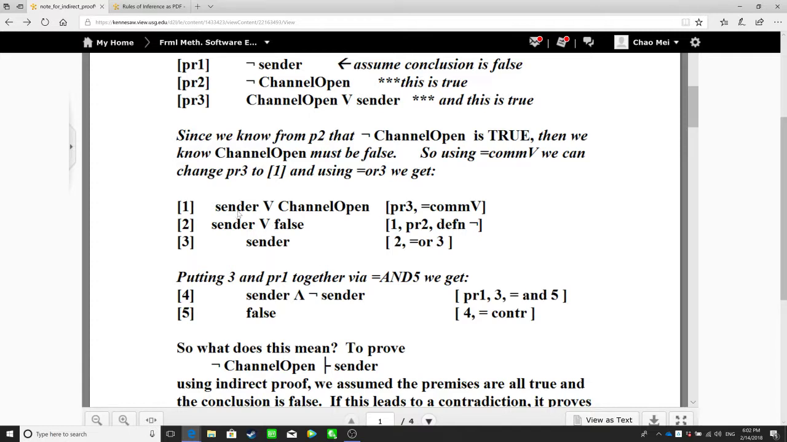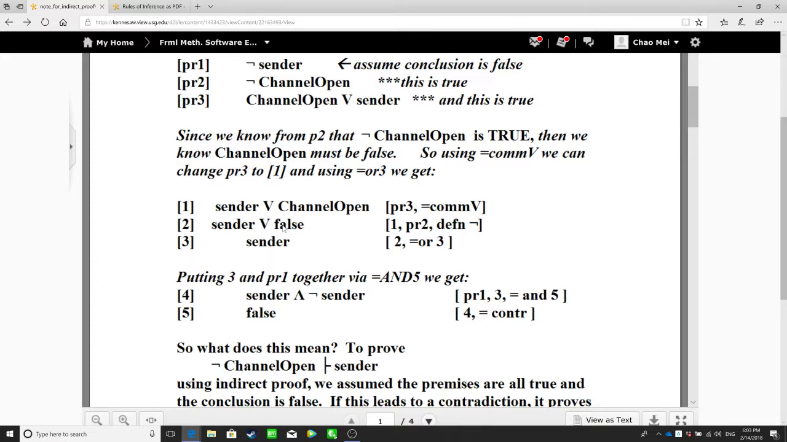Let's see. The sender or channel open becomes, because channel open is false, so sender or channel open depends on the sender, right? Number 3. So from 1, 2, 3, is that clear? Because channel open is false, anything or false, it all depends on that thing, because you cannot count on this false to make the whole thing true, right? Sender or false becomes sender. No problem, right? No problem?